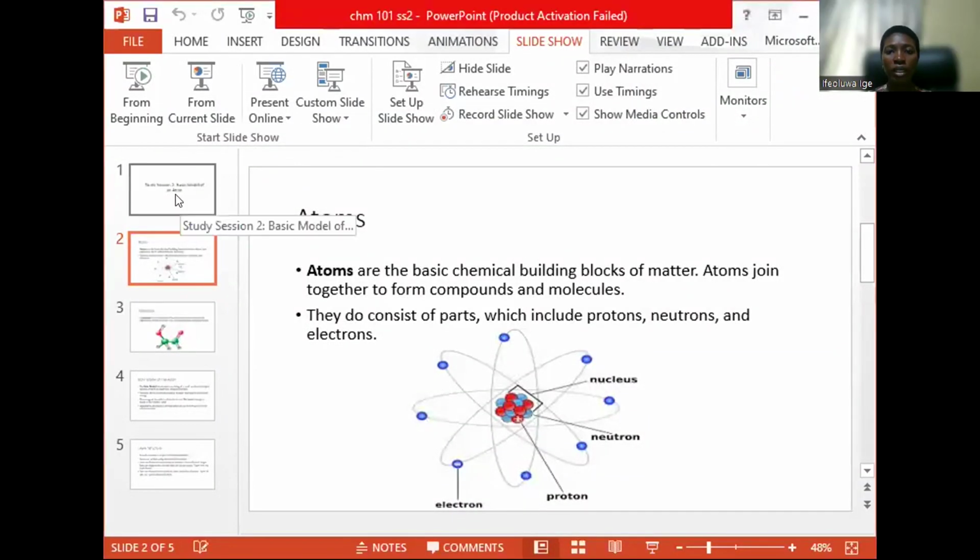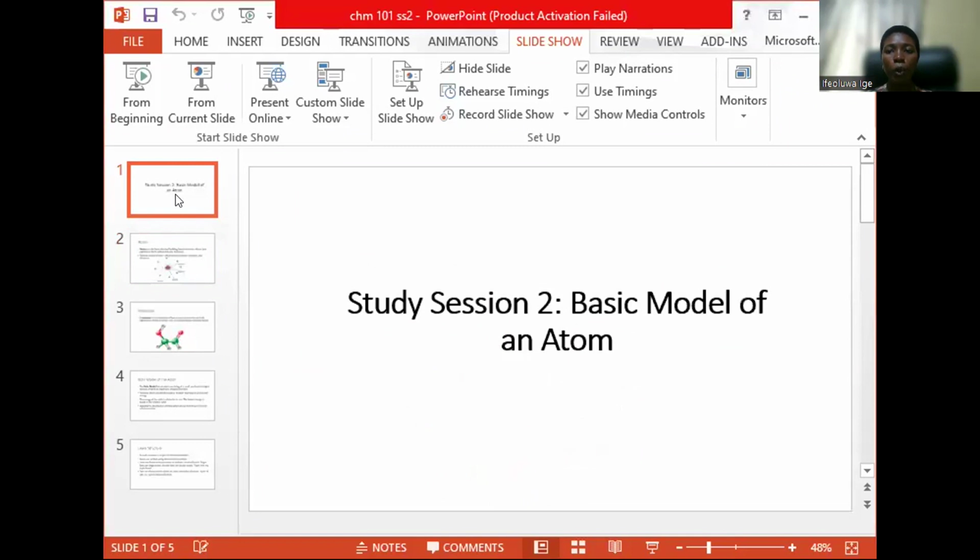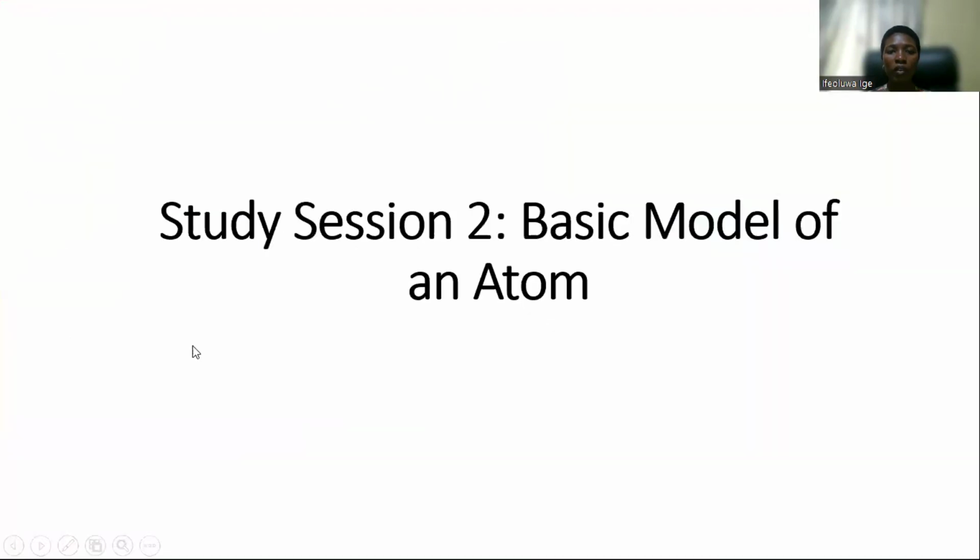And we will be discussing the basic model of an atom. This is the topic for study session 2.